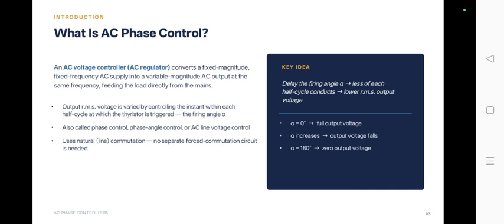The output RMS voltage is varied by controlling the instant within each half cycle at which the thyristor is triggered at firing angle alpha, also called phase control, phase angle control or AC line voltage control. It uses natural commutation, that means no separate forced commutation circuit is needed. Here, alpha equal to 0 degree means full output voltage. When alpha increases, the output voltage falls. When alpha is equal to 180 degrees, the output voltage is 0.